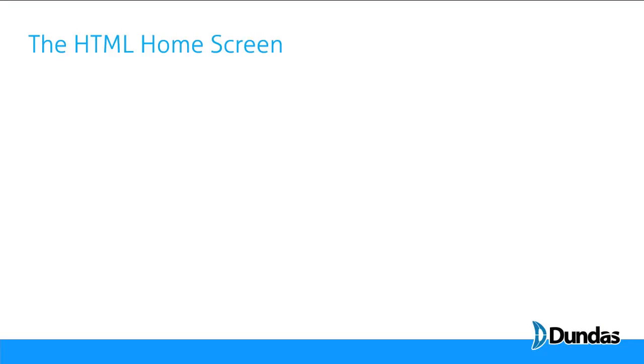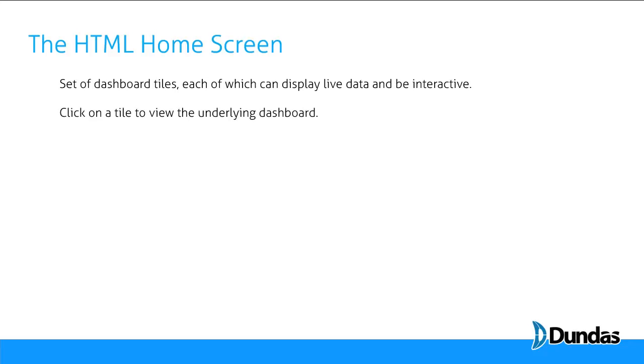So now let's talk about the HTML home screen. Now, the home screen is a set of dashboard tiles, each of which can optionally display live data and be interactive. And the user can click on a tile to view the underlying dashboard just like they would through the Explorer. The home screen for each user is specific. They get to customize it by choosing the tiles that they want to see when they log in to Dundas Dashboard through the HTML home screen.